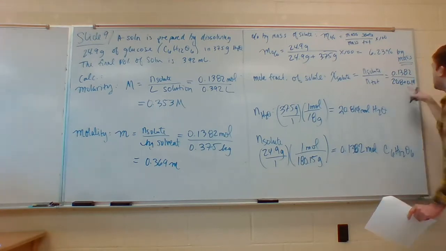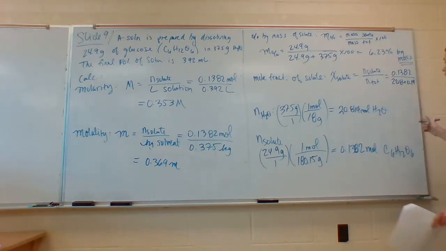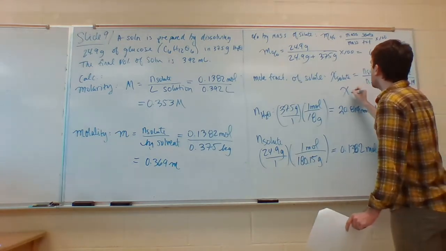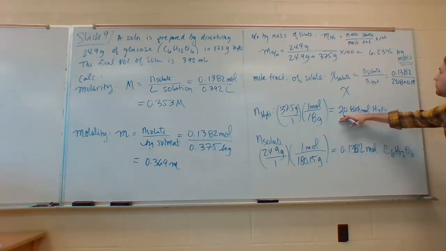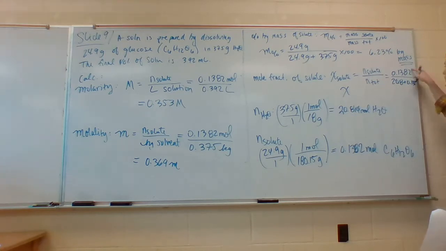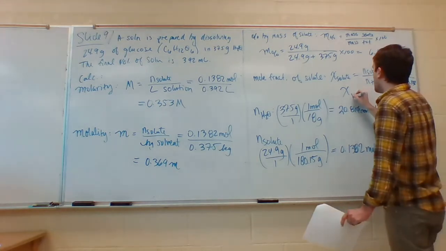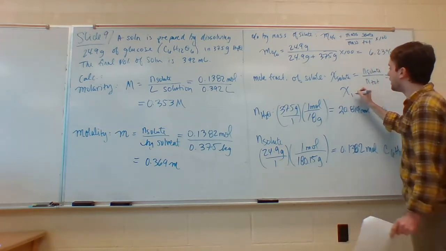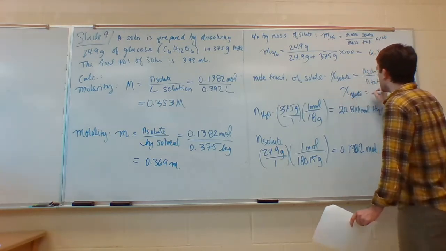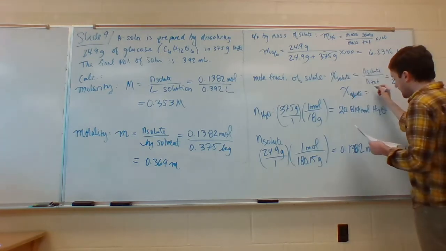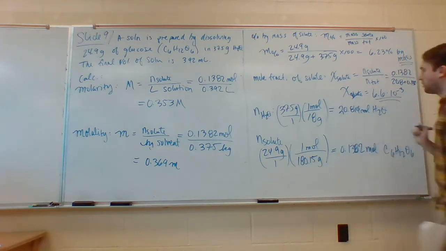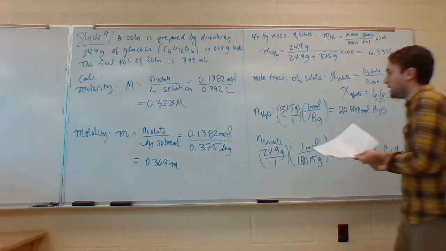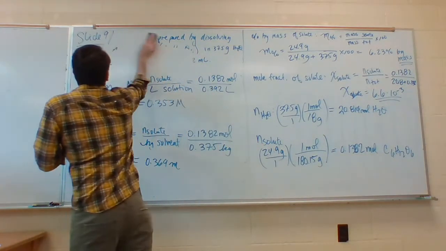If I add 20.8 to 0.14, I'm just going to do 0.14. You would actually plug in all the numbers. I'm just doing it as a shortcut. So I've just added my 20.814 to my 0.1382, right? So that we get our total moles. That means that my mole fraction of the solute, which in this case was our glucose, is equal to 6.6 times 10 to the negative third. All right, that would be how you work through the example on slide 9.